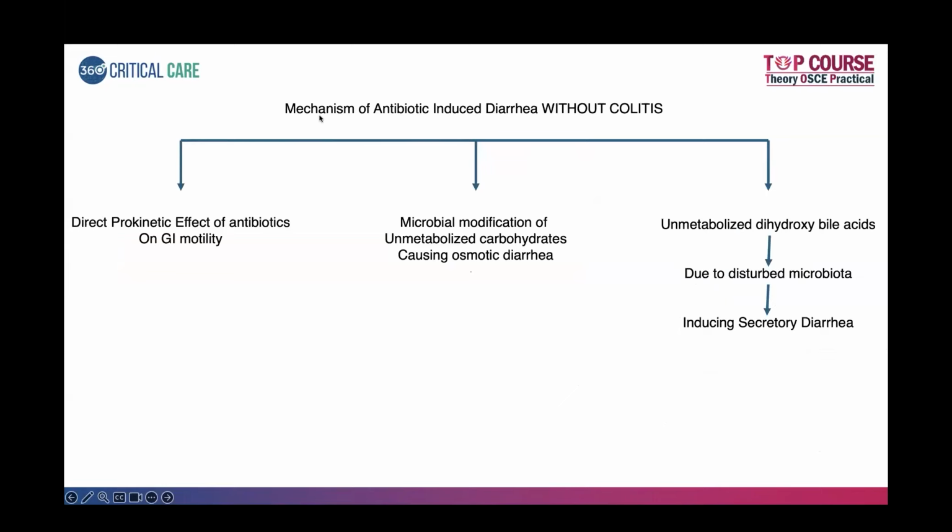So just for completion, mechanism of antibiotic-induced diarrhea without colitis: because of a direct prokinetic effect of antibiotics on the GI motility, especially with erythromycin and azithromycin. Microbial modification of unmetabolized carbohydrates causing osmotic diarrhea. Unmetabolized dihydroxy bile acids due to the disturbed microbiota inducing secretory diarrheas. So these are the three important mechanisms of antibiotic-induced diarrhea without colitis.